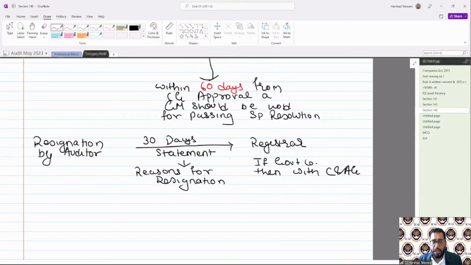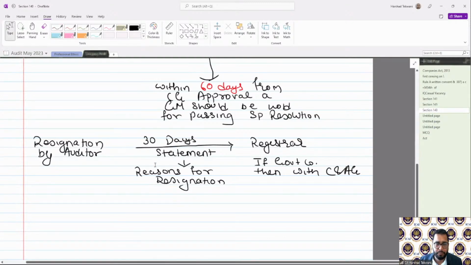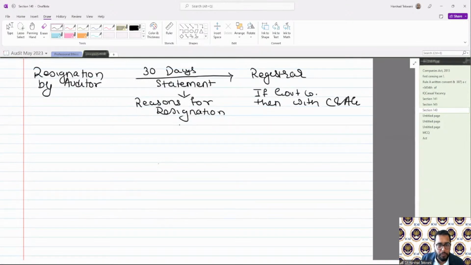Now, if the auditor does not comply with this provision, like if he does not file a statement of reasons for resignation, then he will be liable for a penalty. In case of failure by the auditor, the penalty will be rupees 50,000.